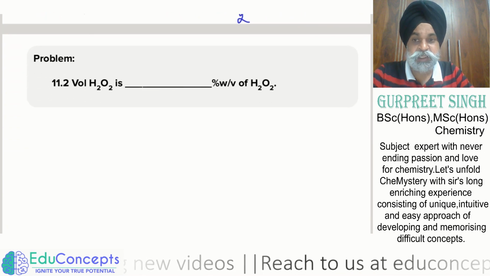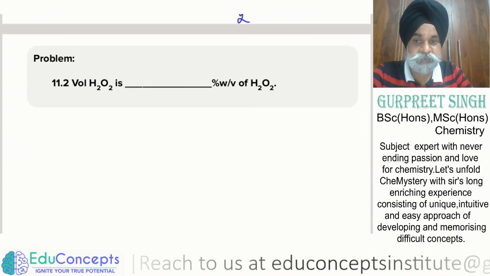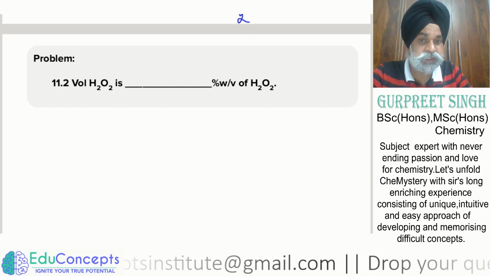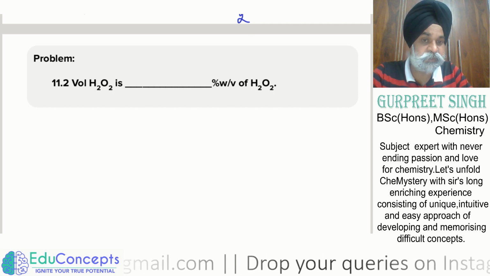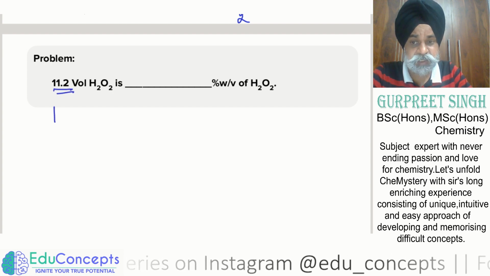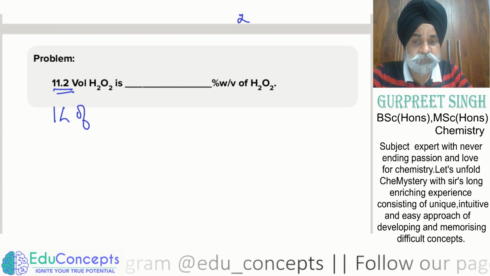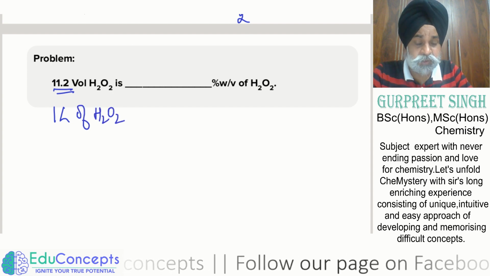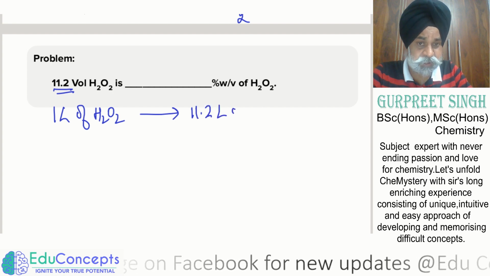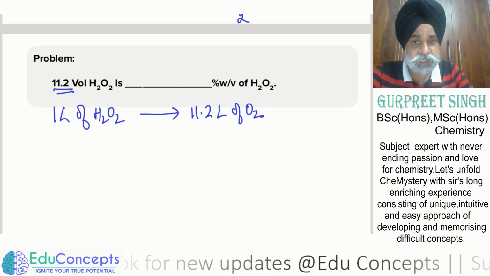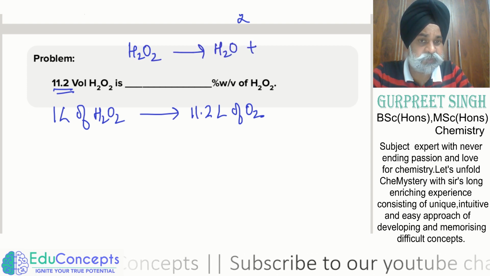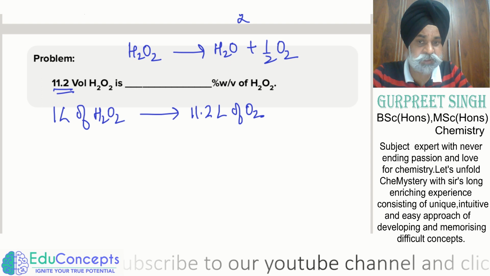Now see here, say for example you are being given 11.2 volume H2O2. How much percent weight by volume is it? So first let us understand what it means. 1 liter of this H2O2 on decomposition is going to give me 11.2 liters of oxygen. And what is our reaction? I'm writing again for 1 mole only. This is my reaction. Is it okay?